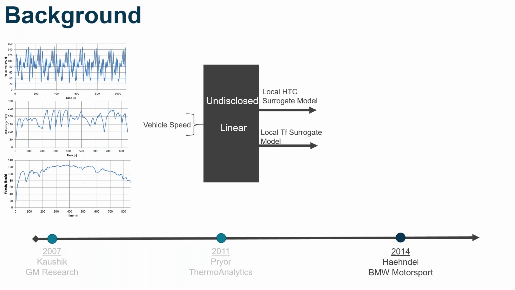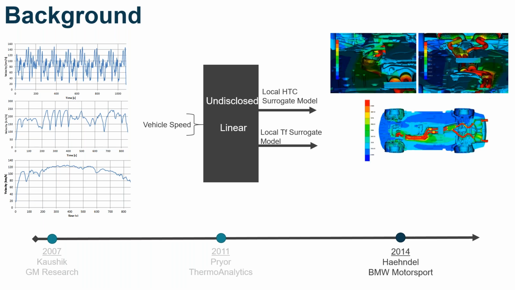These are then used to create the local heat transfer coefficient and fluid temperature models, and can then be applied to highly dynamic vehicle test cycles. Here you can see an example of that, where we've got the exhaust and underbody, and you'll actually see as we move through the cycle, there's very large temperature swings, especially as we go from high to low speeds.